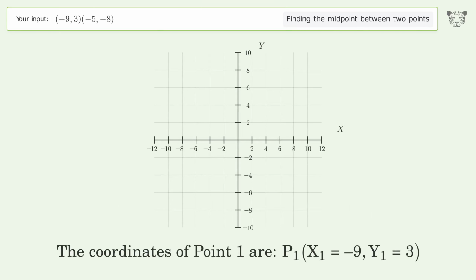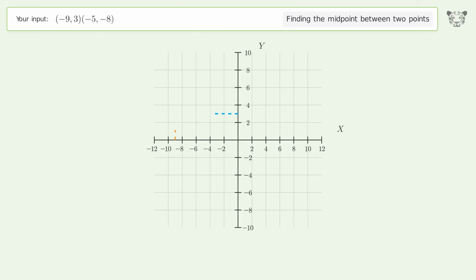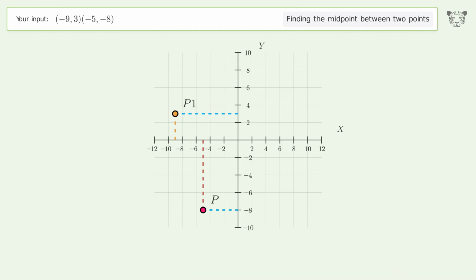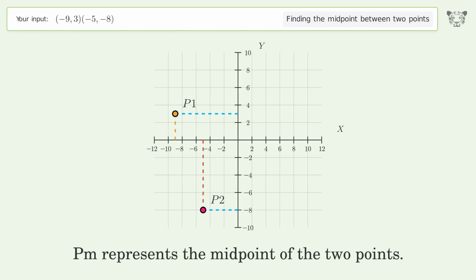The coordinates of point 1 are, x1 equals -9, y1 equals 3. The coordinates of point 2 are, x2 equals -5, y2 equals -8. PM represents the midpoint of the 2 points.